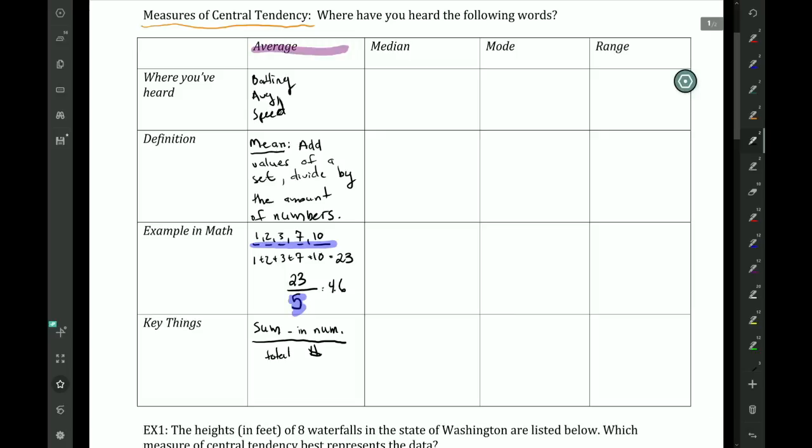So those are some key things. Median. Sometimes people think of median in the middle of the road. Median is most likely known as the middle. So median, think the middle of data. Definition, it is the number that lies in the middle of a set of values.